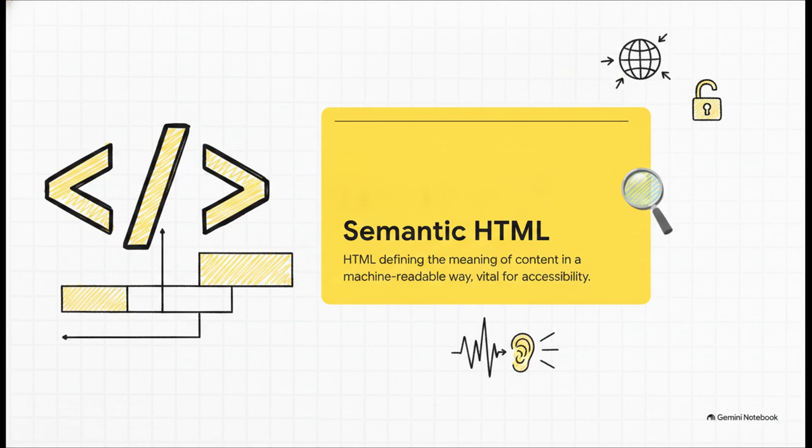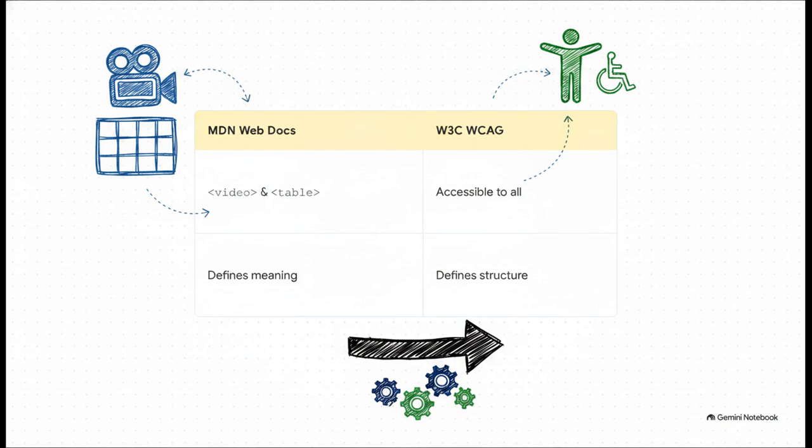It literally means that the tags you type give the text its fundamental structure, so browsers and assistive technologies actually understand what they're looking at, rather than just hitting a giant confusing wall of text. Let's see how this actually maps out side by side. On the one hand, looking at MDN Web Docs, which focuses on structure, we see that specific HTML elements, like the video tag or the table tag, define the true meaning of the content.